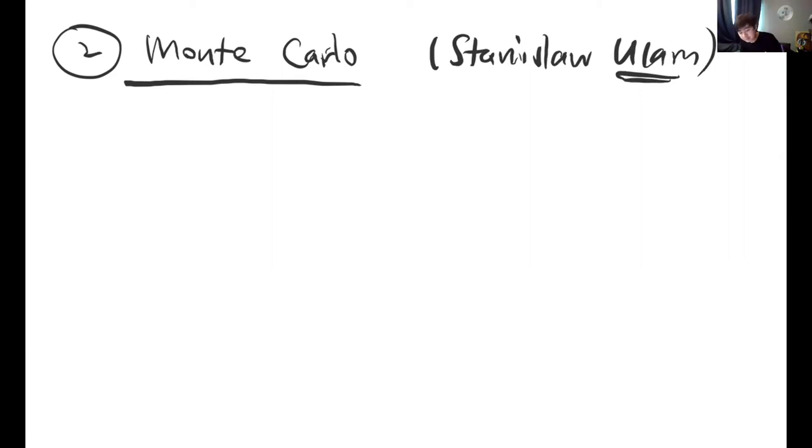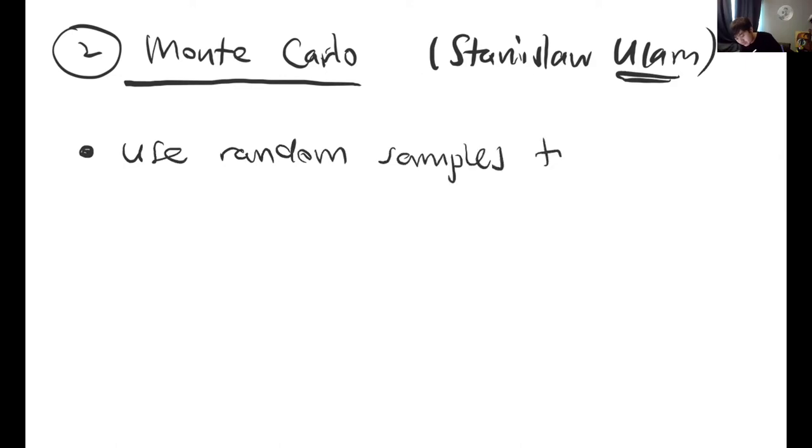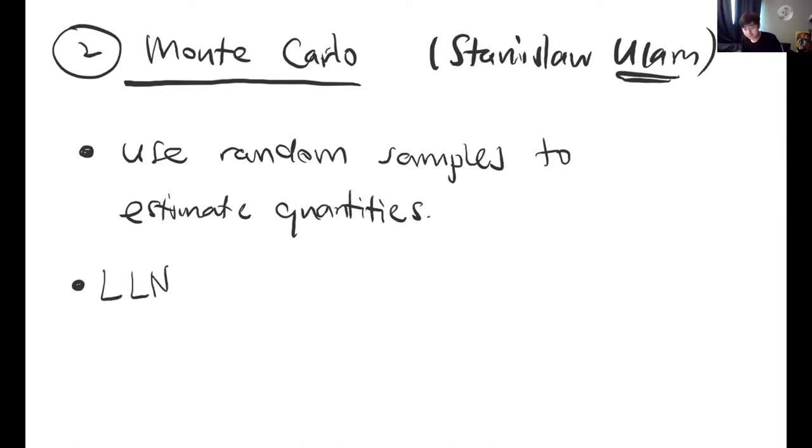So the idea is that we want to use random samples from some distribution to estimate quantities. Now this sounds kind of vague, but it is because this is a very general approach. In essence, you want to use a bunch of random things to somehow have a fairly good estimate of something that is inherently deterministic. And this works due to the law of large numbers.